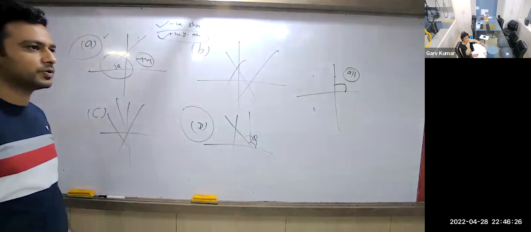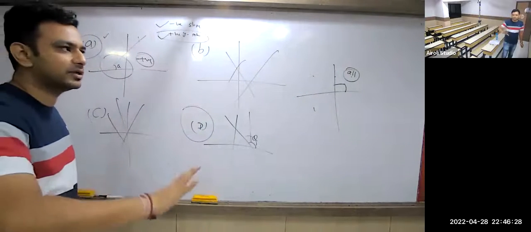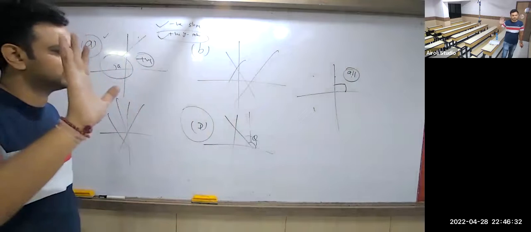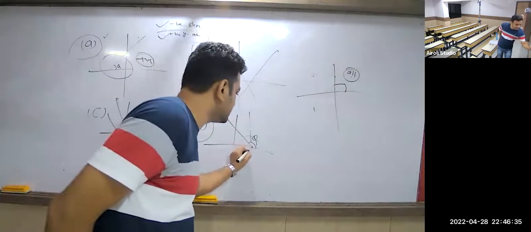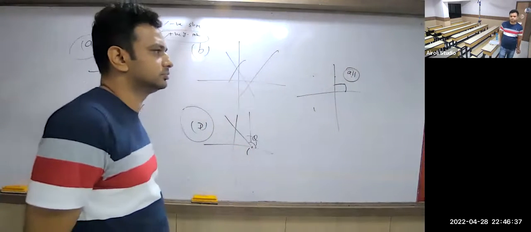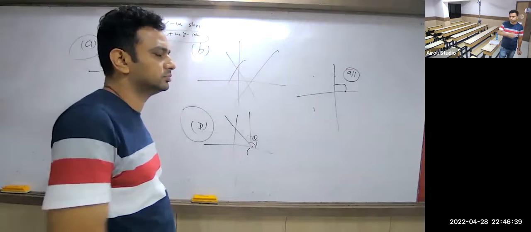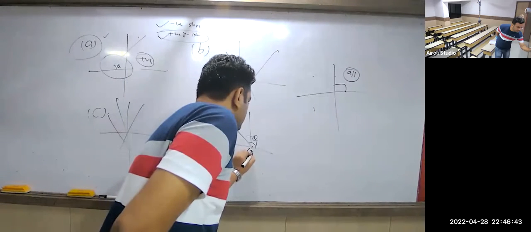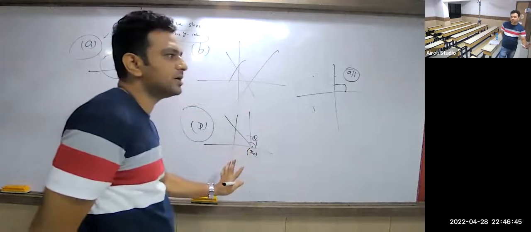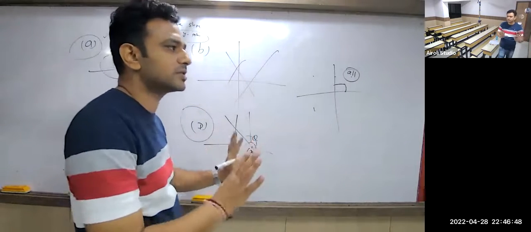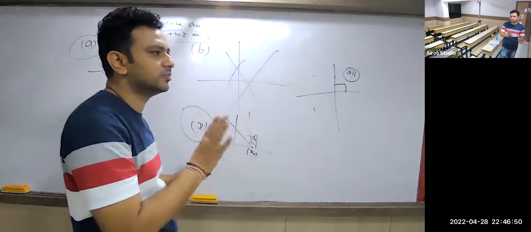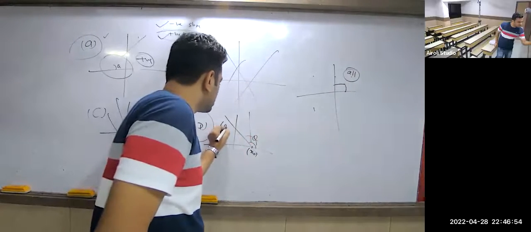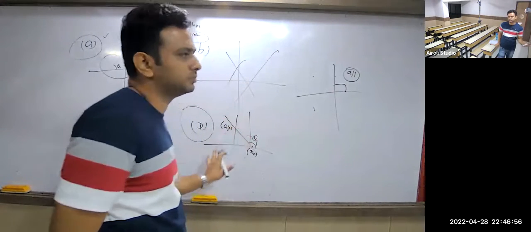Clear? Yes, sir. Or otherwise, if you don't know tan and all these things, forget about all this. If I'm asking the coordinate of this point, it is x comma 0. X will be positive, na? The x value we are sure about, it is positive only. For this, 0 comma y, and y is also positive.